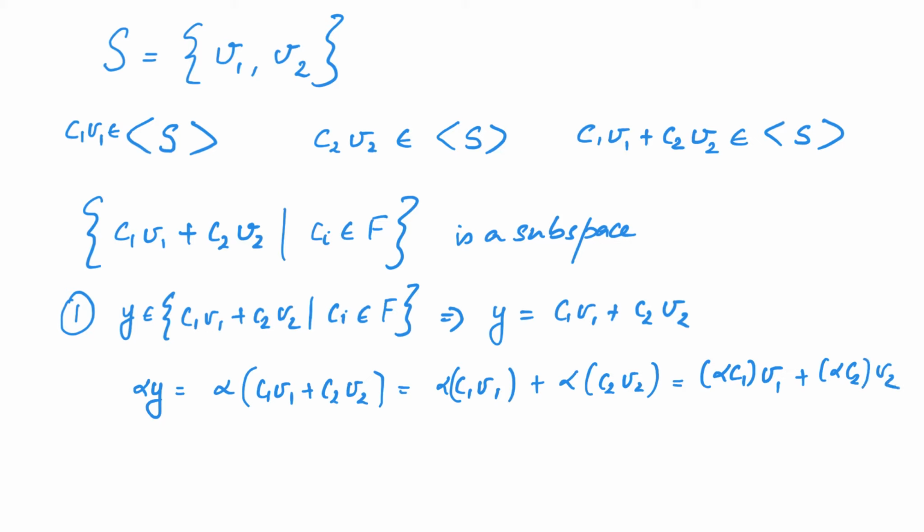Now notice that once again this is of the form of elements in the set. Why? Because we can denote alpha C1 as C1 dash and alpha C2 as C2 dash. And as C1 dash and C2 dash are elements of F, C1 dash V1 plus C2 dash V2 belongs to this set. And this proves that our set is closed under scalar multiplication.